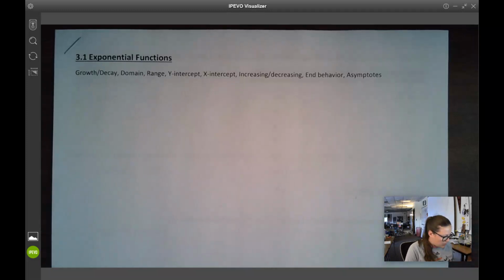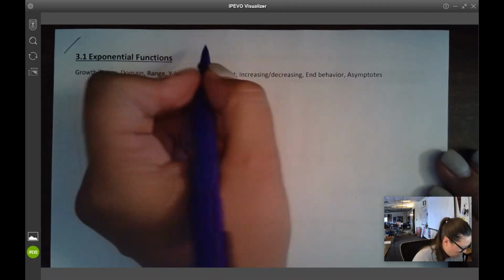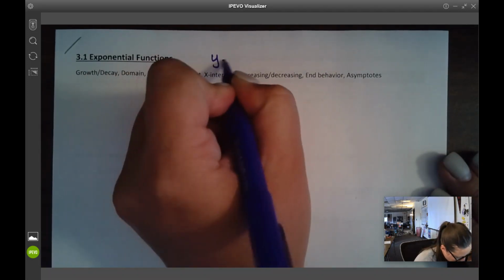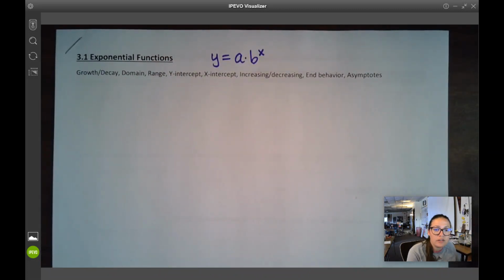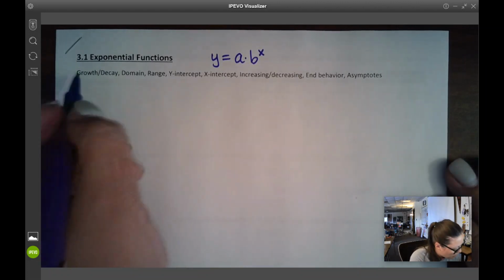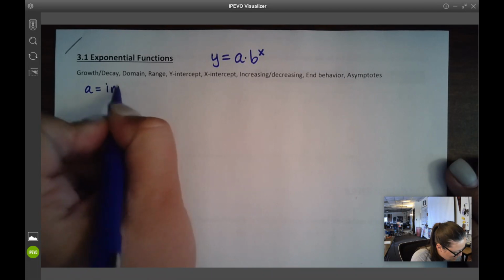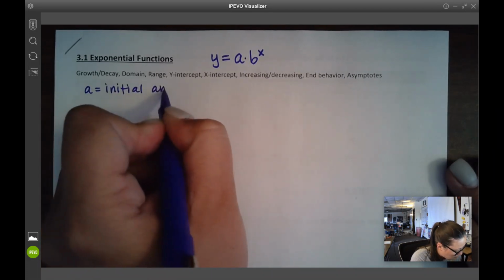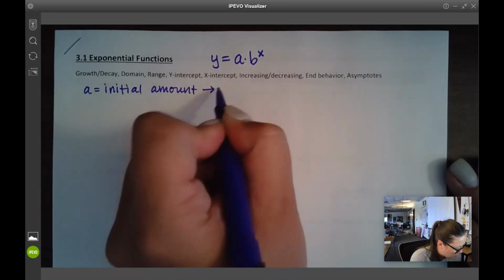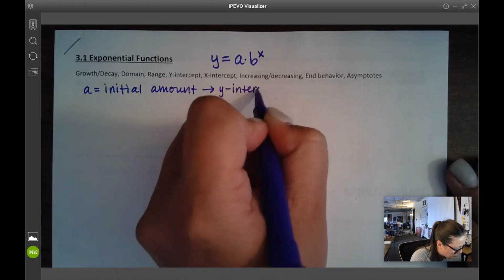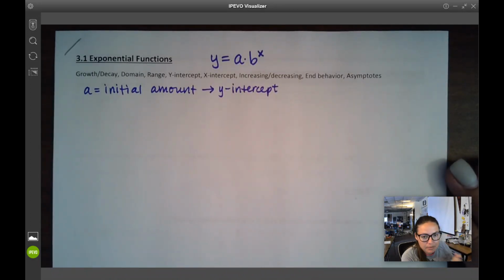All right, we are going to get started with Unit 3, Lesson 1. And this lesson and unit really is all about exponential functions. Exponential functions look like this. This is the form of all exponential functions, where A is the initial amount and will also always be our y-intercept. And we'll talk about why that is in a minute.